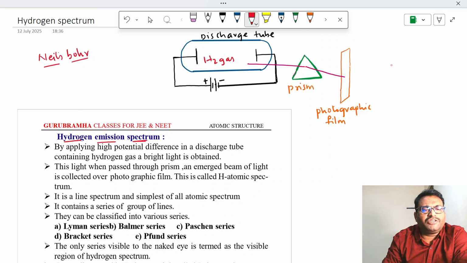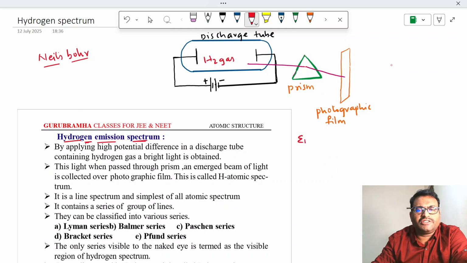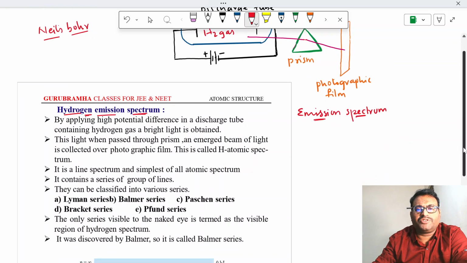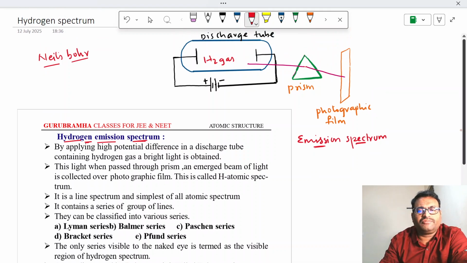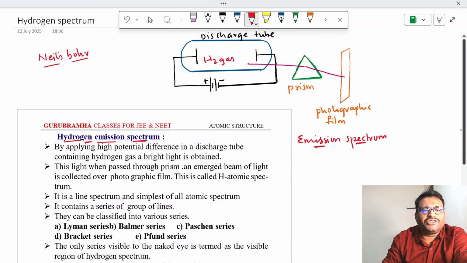So this hydrogen spectrum is a type of emission spectrum. What is this? This is emission spectrum. Emission means the opposite of absorption, releasing. That is emission. Emitting, right?